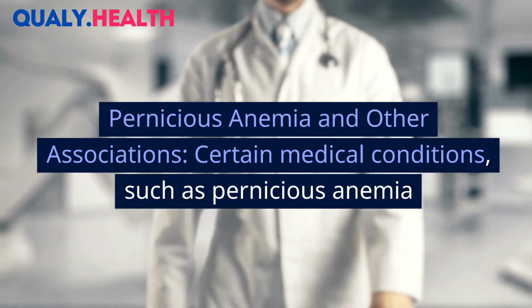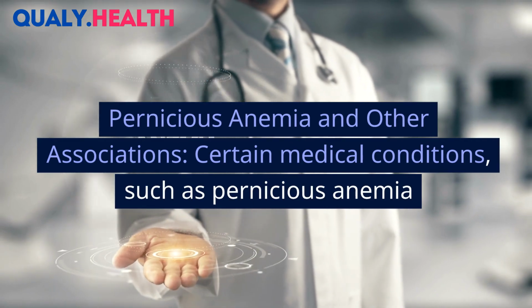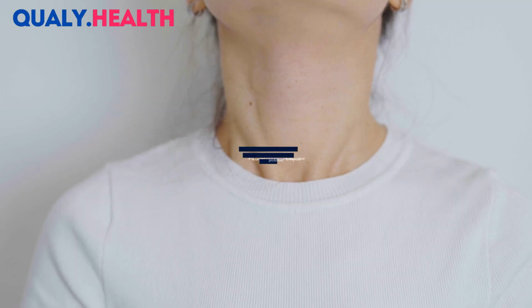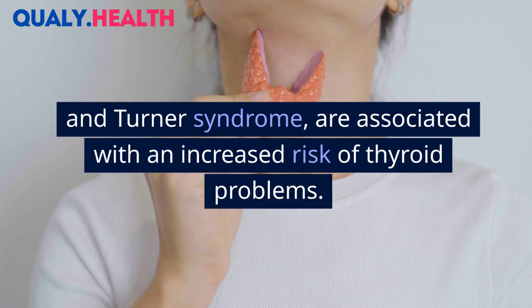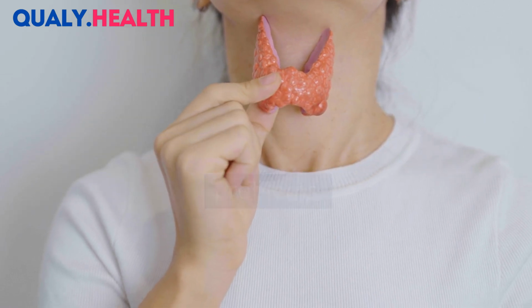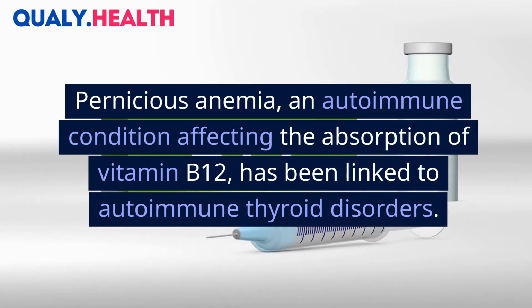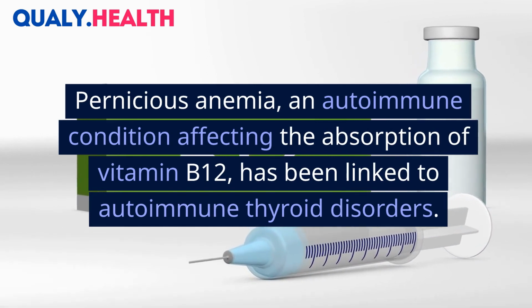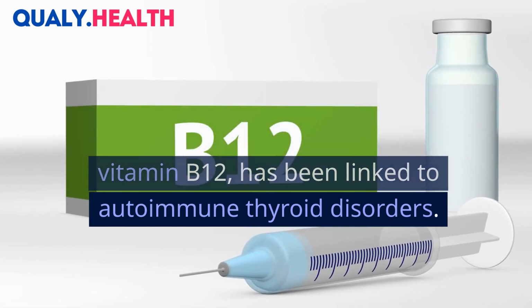Pernicious anemia and other associations. Certain medical conditions, such as pernicious anemia and Turner syndrome, are associated with an increased risk of thyroid problems. Pernicious anemia, an autoimmune condition affecting the absorption of vitamin B12, has been linked to autoimmune thyroid disorders.